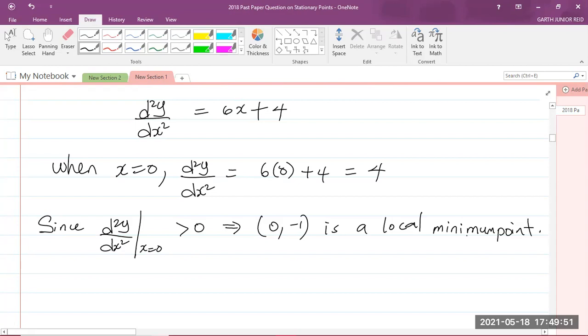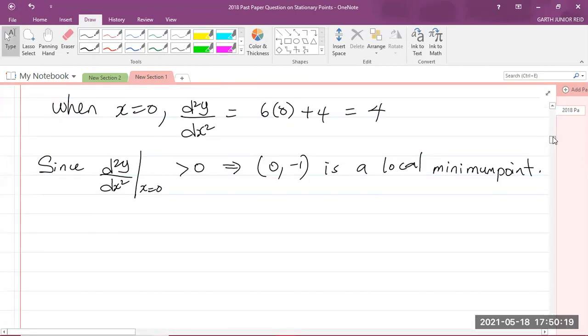Okay, now we use the term local or relative minimum point. All right, so we normally use the term local or relative. Do not put it is a minimum point, because actually this point is not the lowest point on the graph, right? That point is not actually the minimum point of the graph. Okay, so we normally use the term local or relative. Okay, I hope that was clear. So we know that 0, negative 1 is a local minimum point.